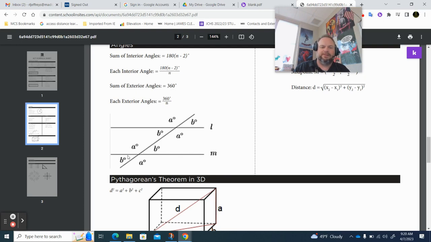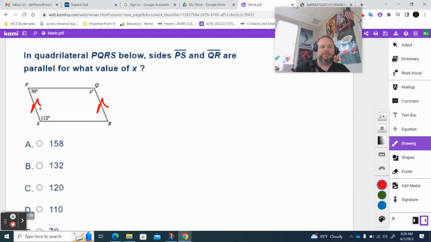Look at this right here. It says B and A. Well, they're going to add up to 180. Well, if these two add up to 180, the two interior ones must add up because that's the same thing. So we go back. That means that, okay, these two this way have to add up to 180, and these two have to add up to 180. So 180 minus 70.